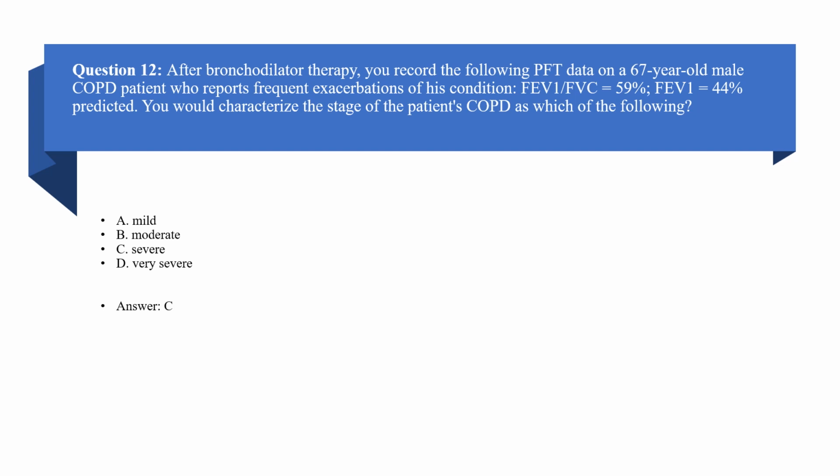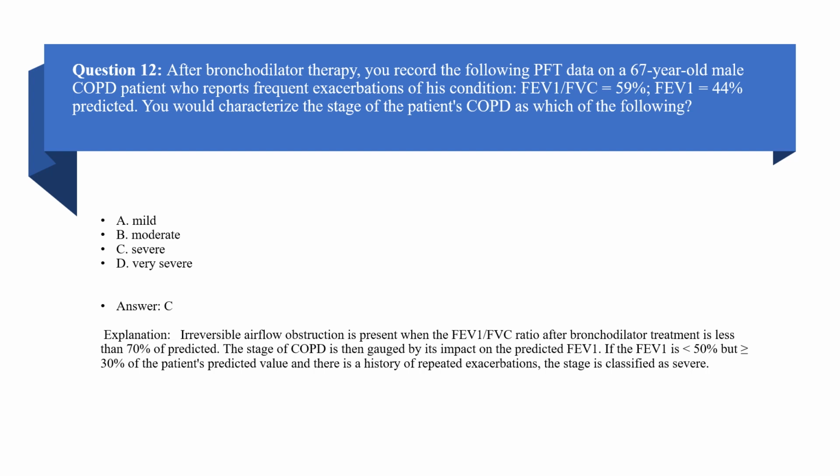The answer is C, severe. So the explanation is that irreversible airflow obstruction is present when the FEV1 to forced vital capacity ratio after bronchodilator treatment is less than 70% predicted. The stage of COPD is then gauged by its impact on the predicted FEV1. If the FEV1 is less than 50%, but greater than or equal to 30%, of the patient's predicted value, and there is a history of repeated exacerbation, the stage would be classified as severe.